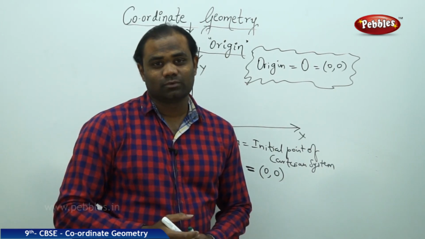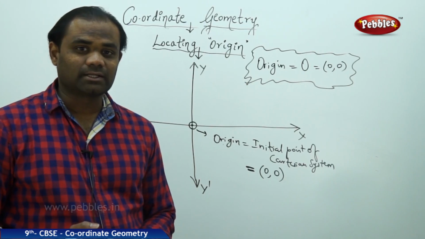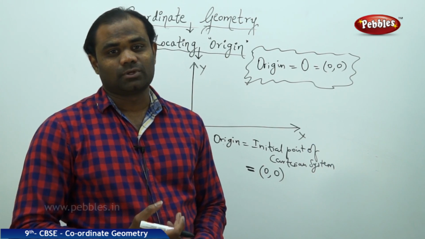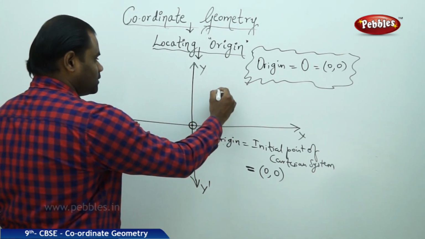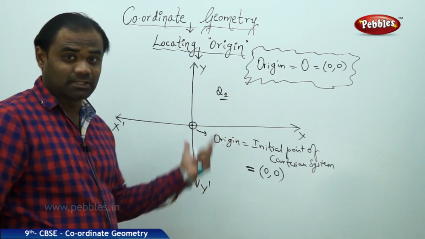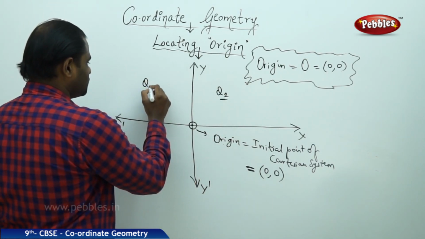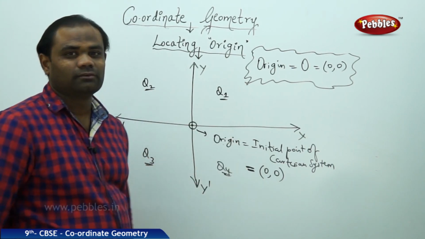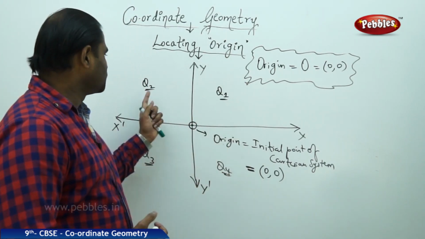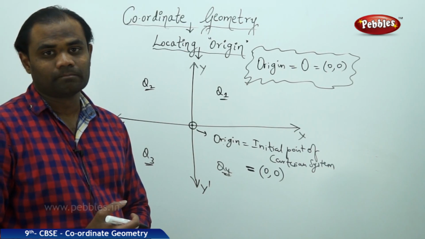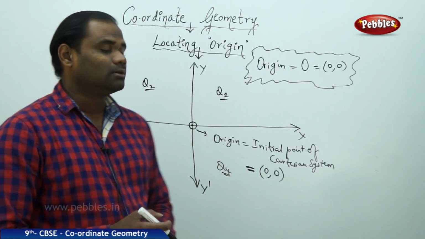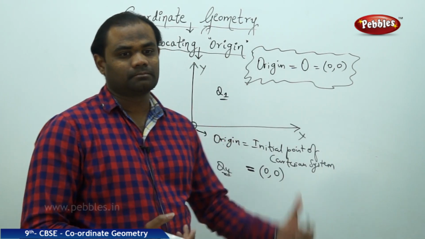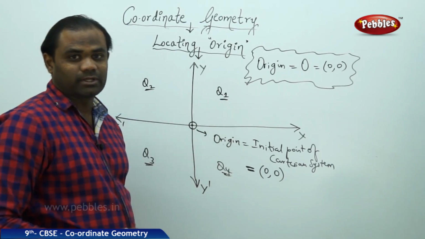Now the question comes, where does the origin lie? Which quadrant does the origin lie in? Is the biggest question here. As we see here, we have the first quadrant out here. As discussed in previous sessions, I have quadrant 2, which is here, quadrant 3 and quadrant 4, which lie in each of the regions Q1, Q2, Q3 and Q4. Now comes the biggest question: which quadrant does the origin lie in?